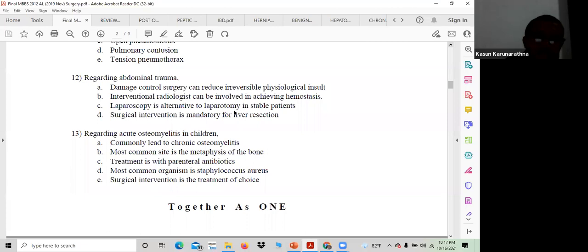In a trauma setup, laparoscopy is out, right? Because it takes longer duration, right? You don't do laparoscopic surgeries in a trauma setup, right?